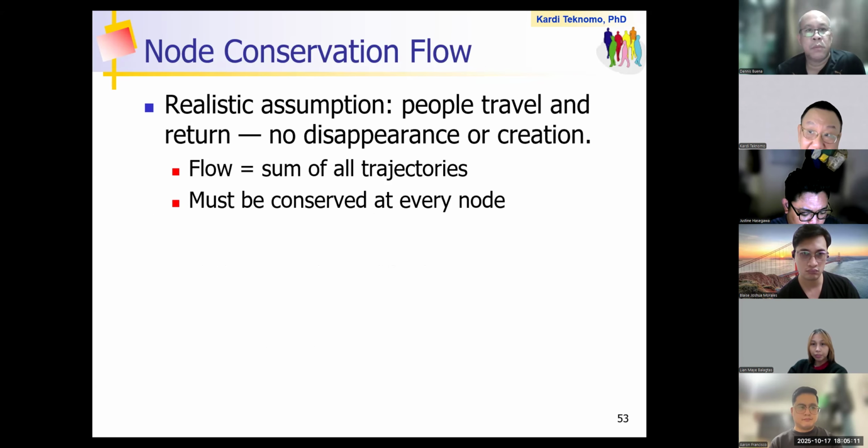Why is the node conservation flow significant? Because this is a very reasonable assumption. In reality, people will travel to a place and then return home, right? But the flow is just the summation of the trajectories of the routes of the people in the network. So no people disappear or are created when they travel, right? That means the flow must be conserved in all nodes. That's important to realize now.